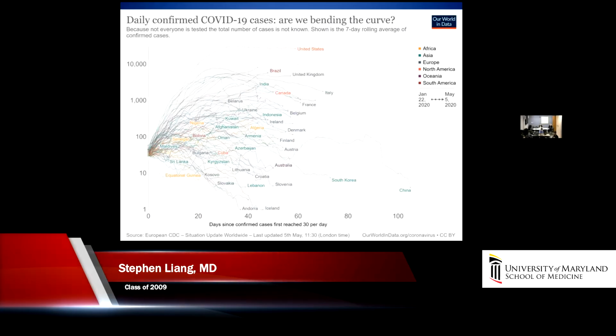This graph is probably a better indicator of what we should really be looking at, and that's the number of daily confirmed cases. You'll see here that in many cases, other countries have been able to bend this curve so that they've reached their peak number of cases and then bent the curve downwards. The United States here, there's still greater than 10,000 cases identified every day. We still have yet to bend that curve, so there's still much work to be done.